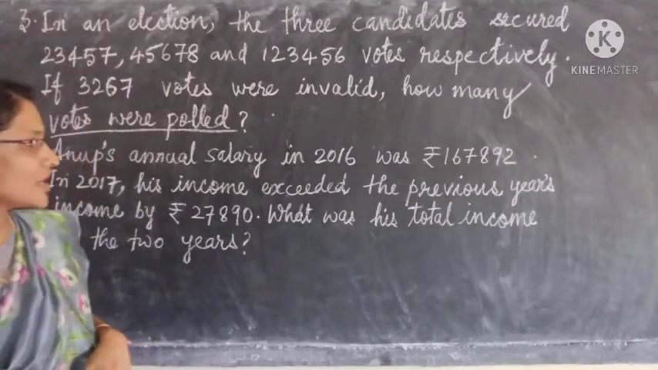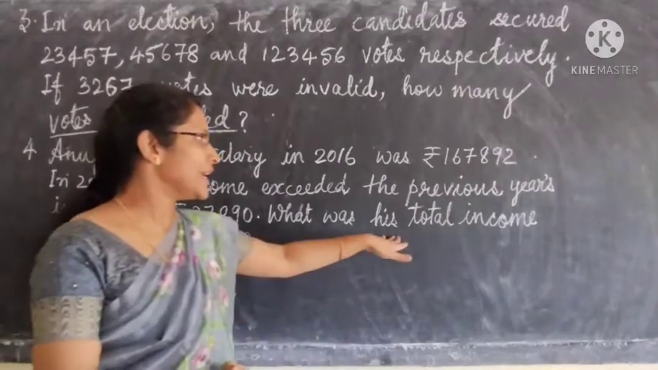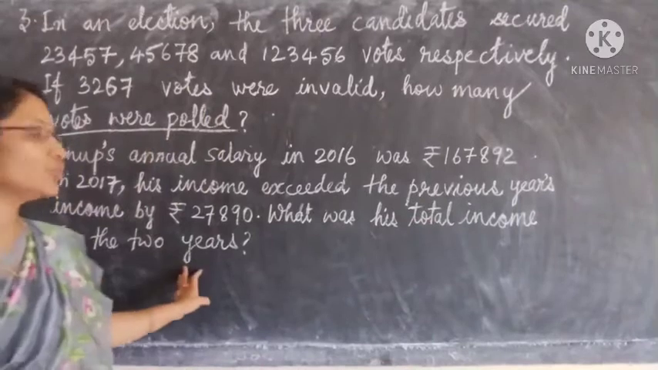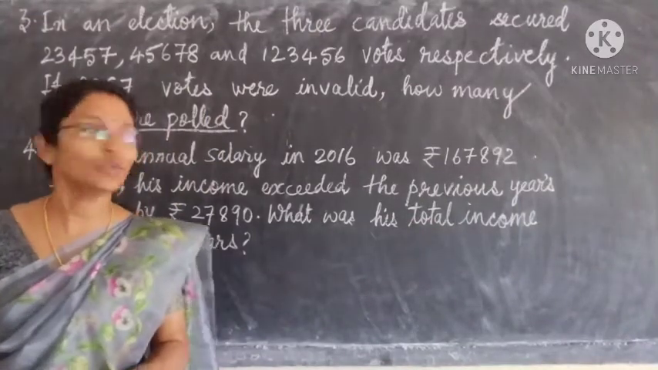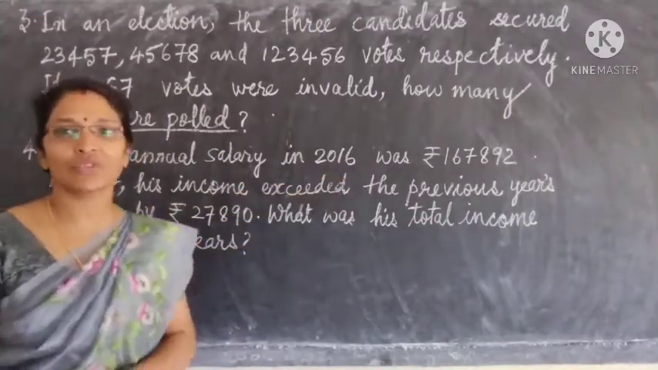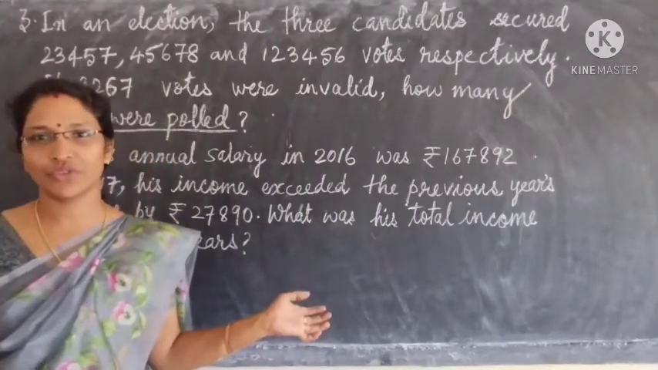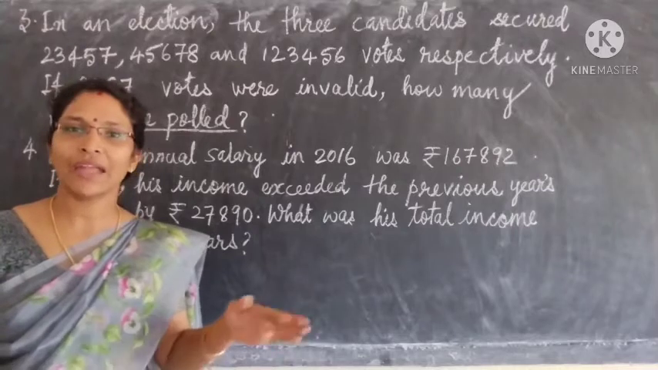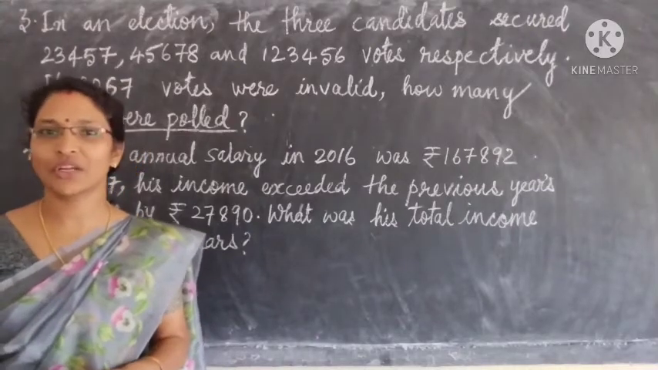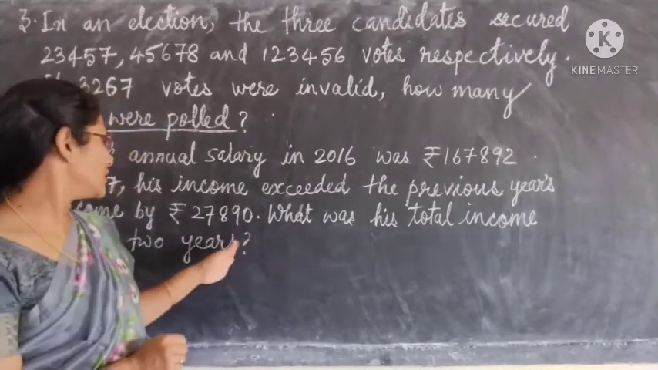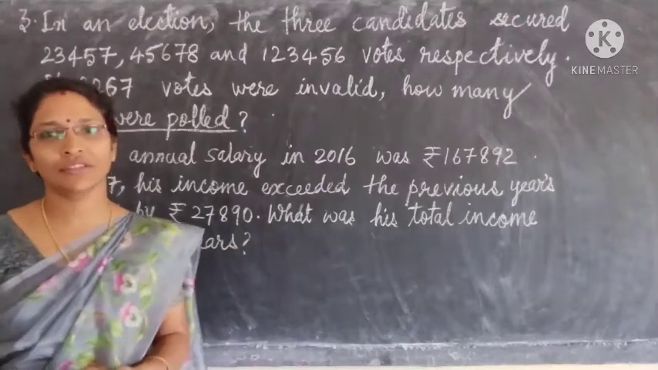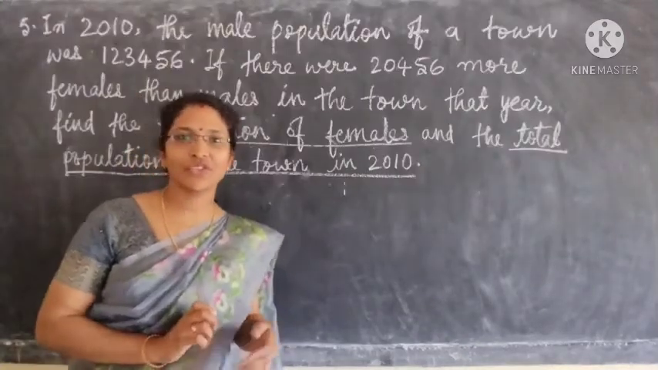Then the last statement comes, therefore his total income in the 2 years is equal to 1,67,892 plus what we found out, 2017's income. Add both of them, we will get the total income of 2 years. Okay, we can do the next question.